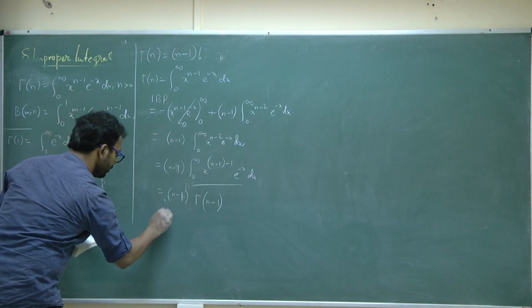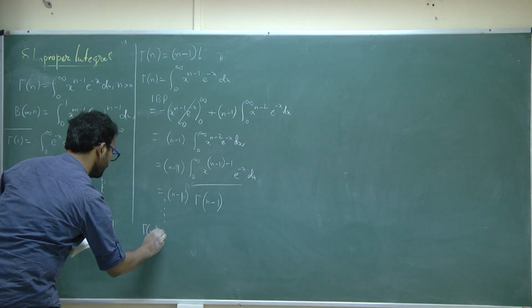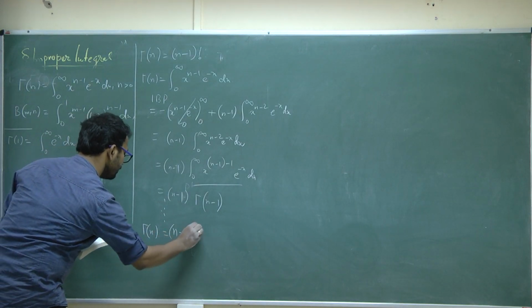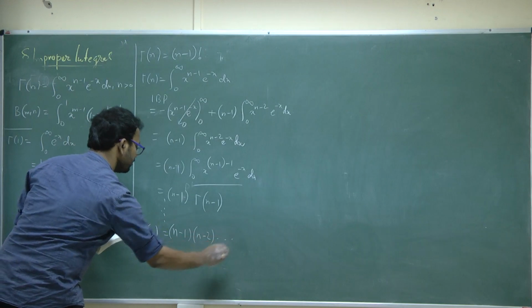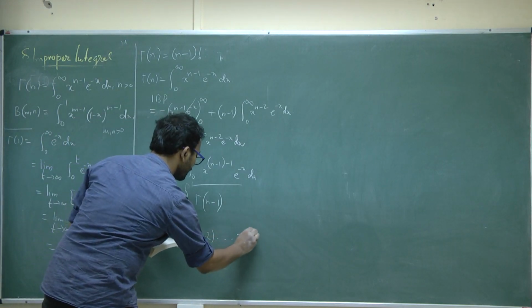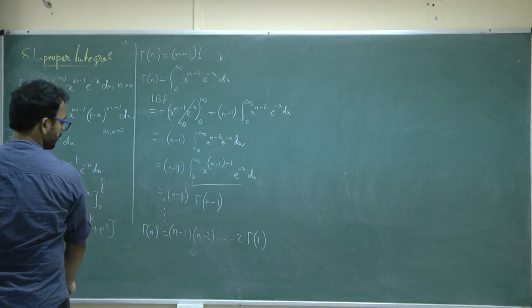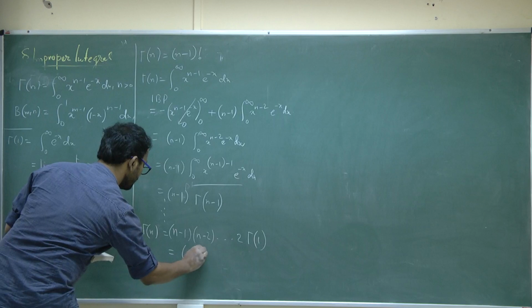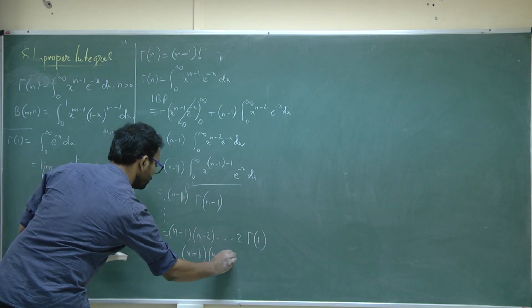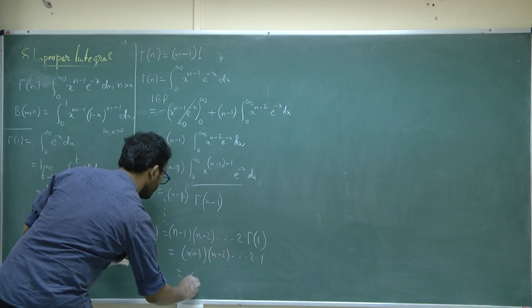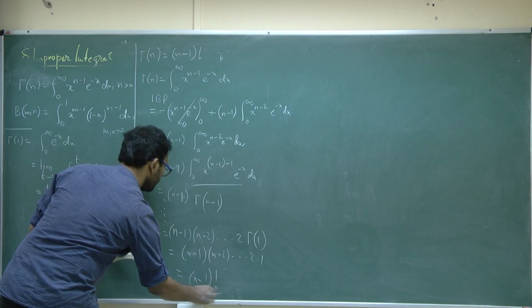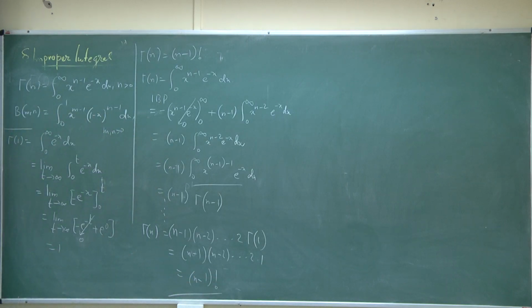If we keep on doing this, then we get gamma n equals n minus 1, n minus 2, and so on, down to 2, and then gamma 1, right. But gamma 1 is 1; we have just calculated that. So this can be written as n minus 1, n minus 2, down to 2 times 1, which is basically n minus 1 factorial. If you substitute n equals 1, since 0 factorial is 1, it is also clear from this relation that gamma 1 is 1.